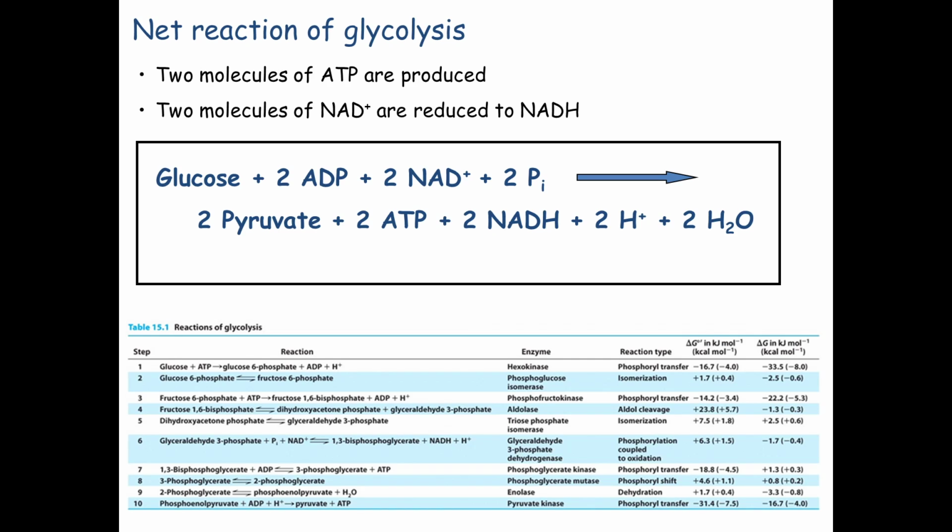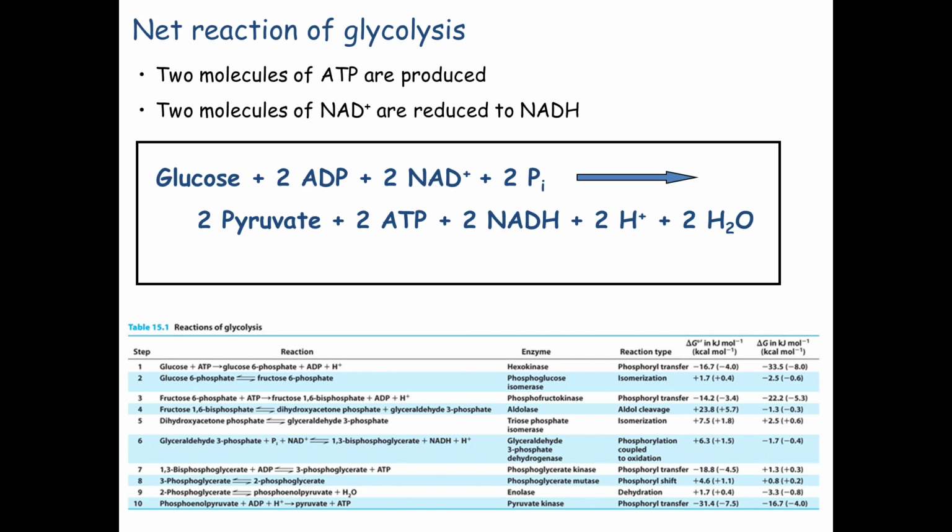So looking at all these, let's just pick one. Let's do the delta G on the far right. So it says the first step is negative 33.5 kilojoules per mole. That's the delta G. I'm not so interested in the units, but looking at it, it's a fairly large negative number, right? That's number one. We know that's irreversible. We can say the same for step 3, and we can say the same for step 10. It's a rather large negative number.